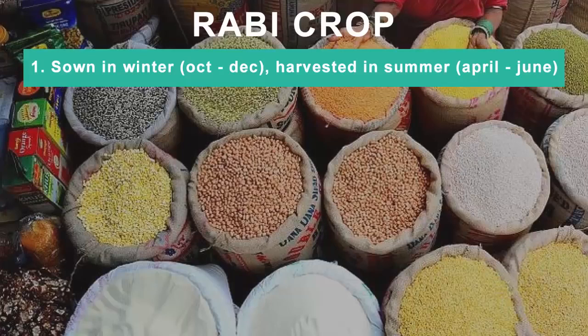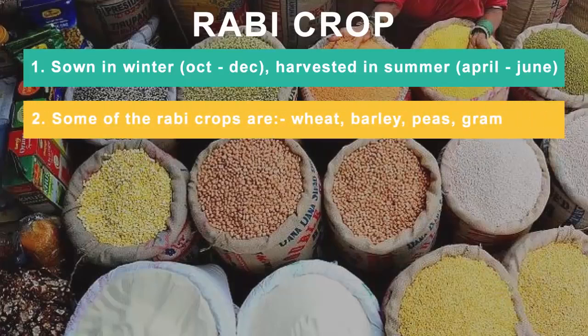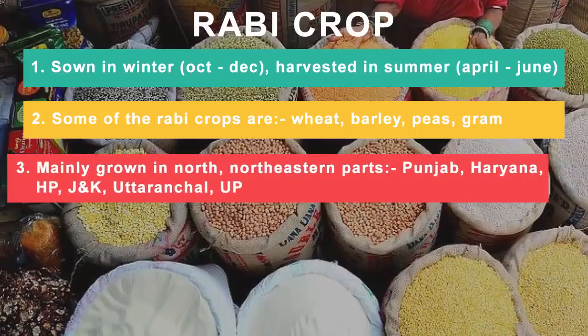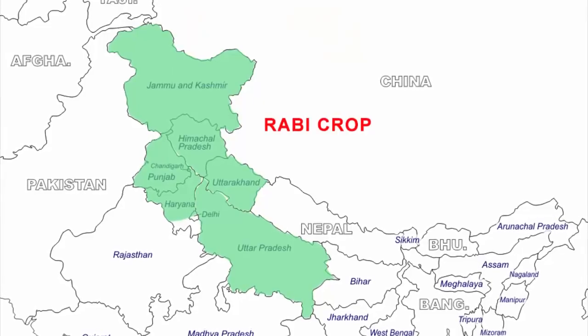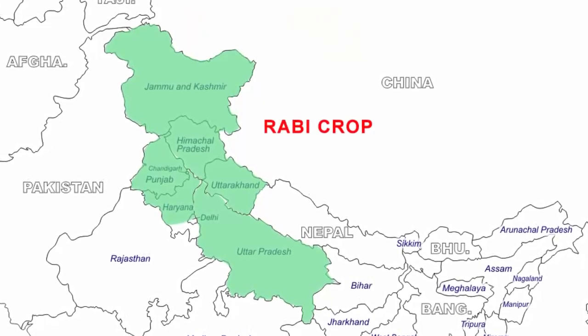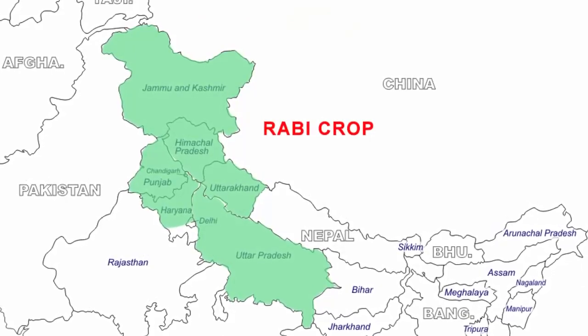Remember that. Now some of the important Rabi crops are wheat, barley, peas, gram. Now these crops are grown in a large part of India, especially places near north and northwestern parts, such as Punjab, Haryana, Himachal Pradesh, Jammu and Kashmir, Uttaranchal and Uttar Pradesh.